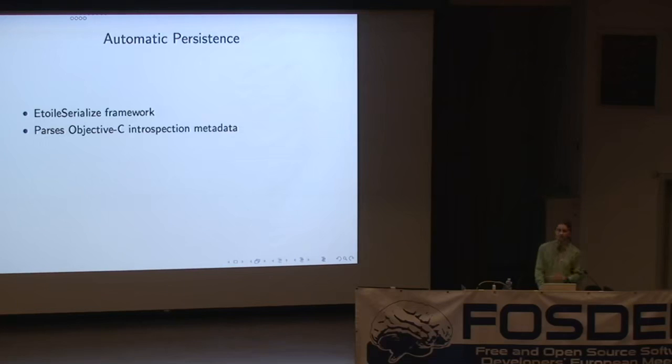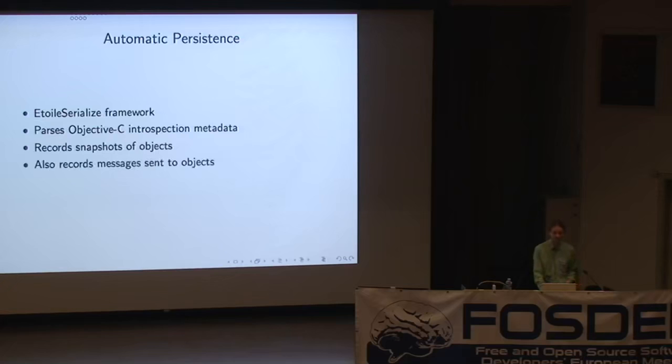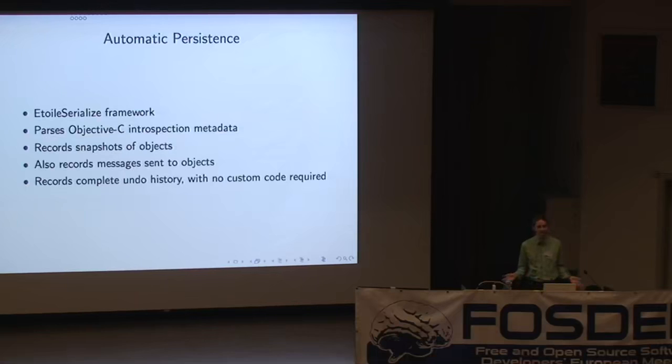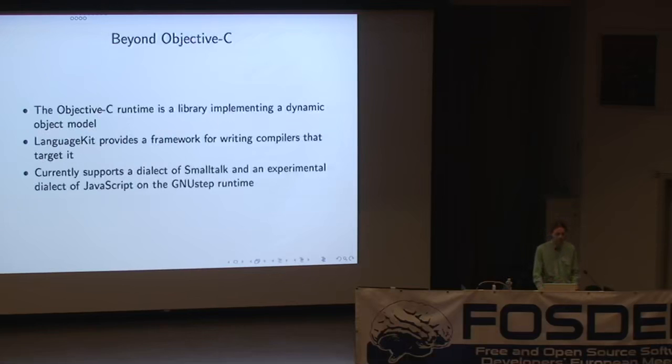So we can look at an object, visit every object that it references. We can automatically serialize all of its instance variables. We can take snapshots of objects. Messages that you send to objects are actually objects themselves, so we can record those as well. We can record the entire undo history to disk with no modification to the model code in a statically compiled language that's almost as fast as C. So that's pretty nice. And we can go beyond Objective-C.